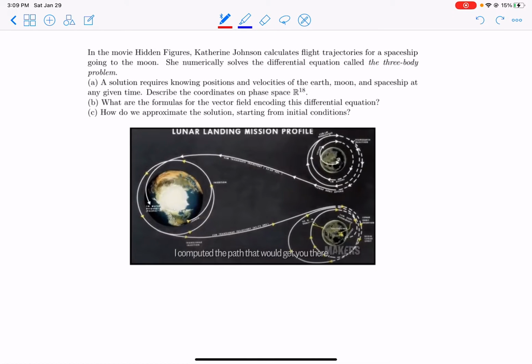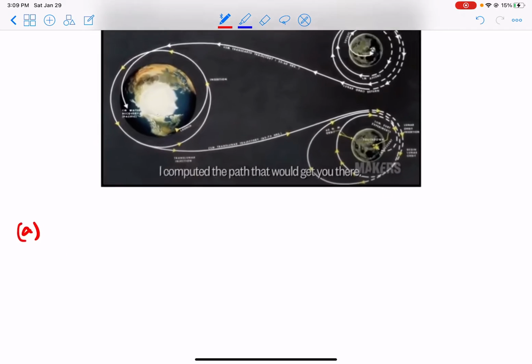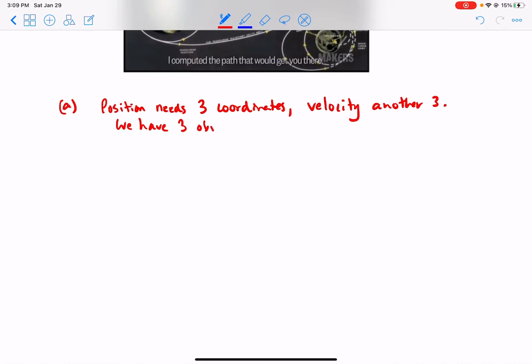Okay, so part A. I'm going to just say in words that position needs 3 coordinates, velocity another 3. We have 3 objects, each needing 6 coordinates: 3 for position, 3 for velocity.